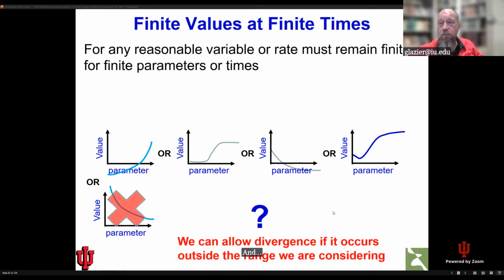To begin with, suppose I had a bunch of possible time series here. We know that variables and rates should remain finite for finite parameter and time values. So having the value diverge at time 0 doesn't really make sense. Of course, we can write mathematics that diverges outside of the time we're looking at, but everything should stay finite during the times we look at.